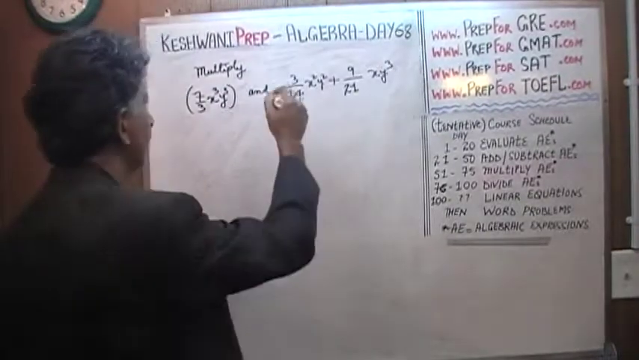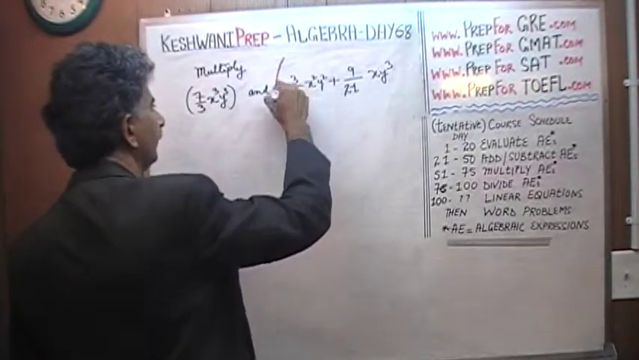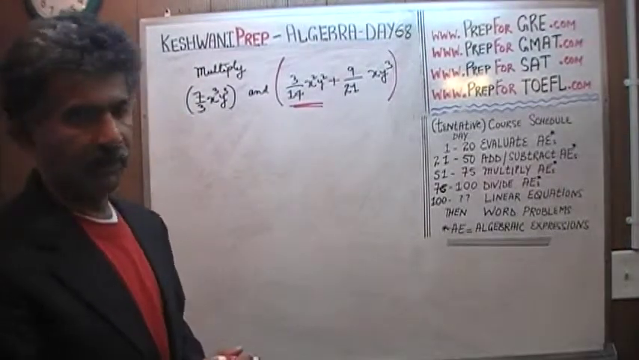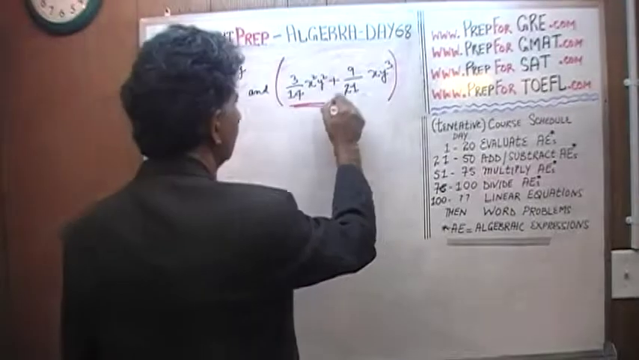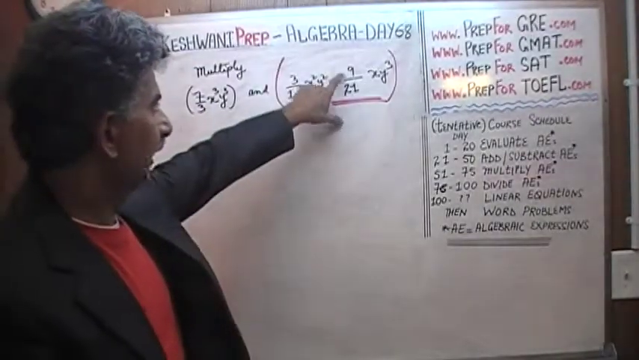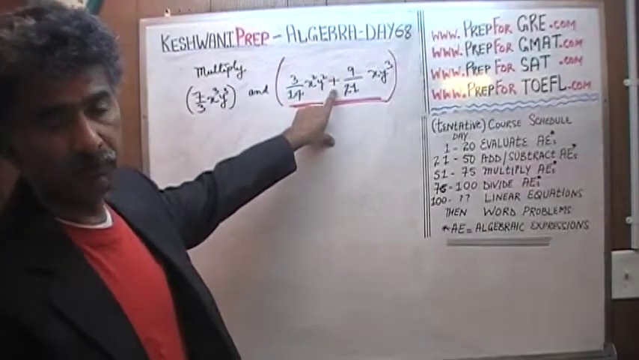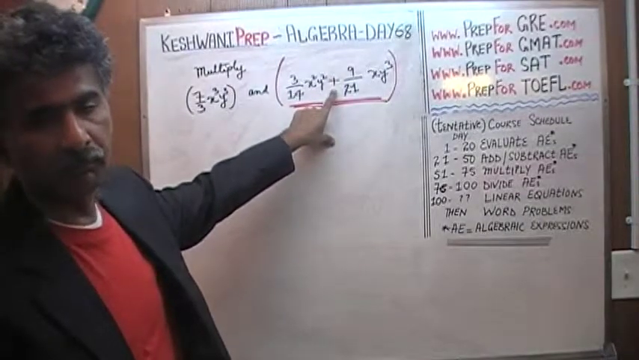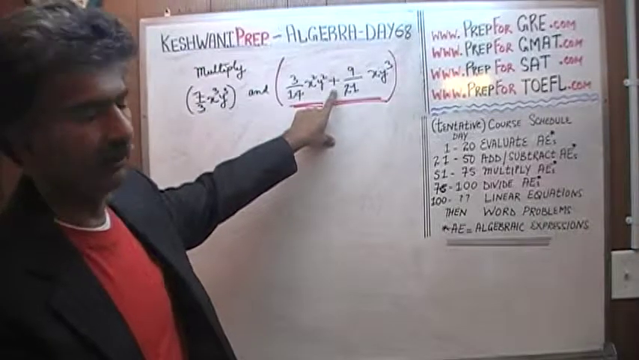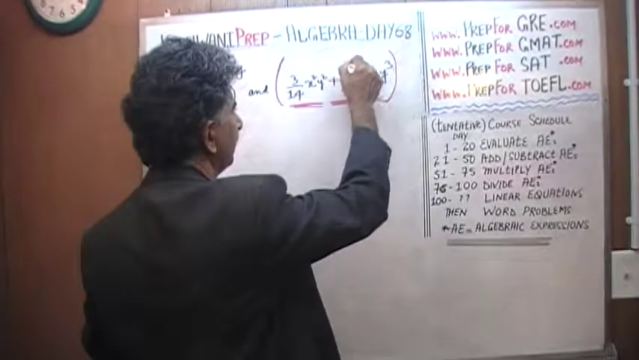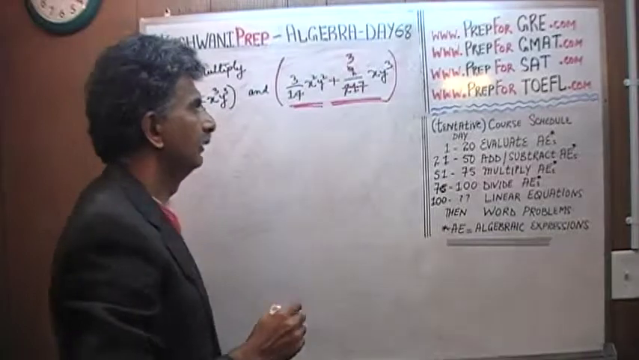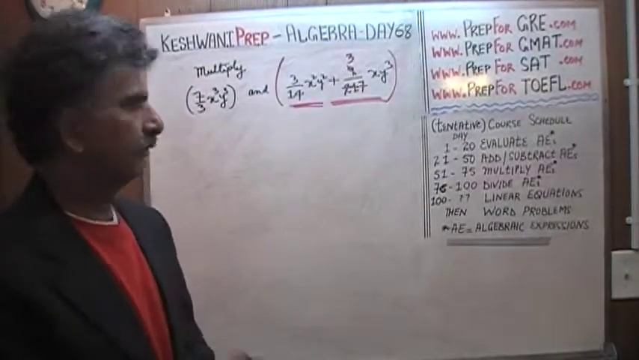In the second expression we have two terms. We have 3/14 x squared y squared, and then we have 9/21 x times y cubed. You notice something? 9/21 can be reduced, and if we reduce it we'll have to do less work. We don't want to go around multiplying with huge numbers. Let's divide the top and the bottom by 3 and reduce it. 9/21 is the same as 3/7.